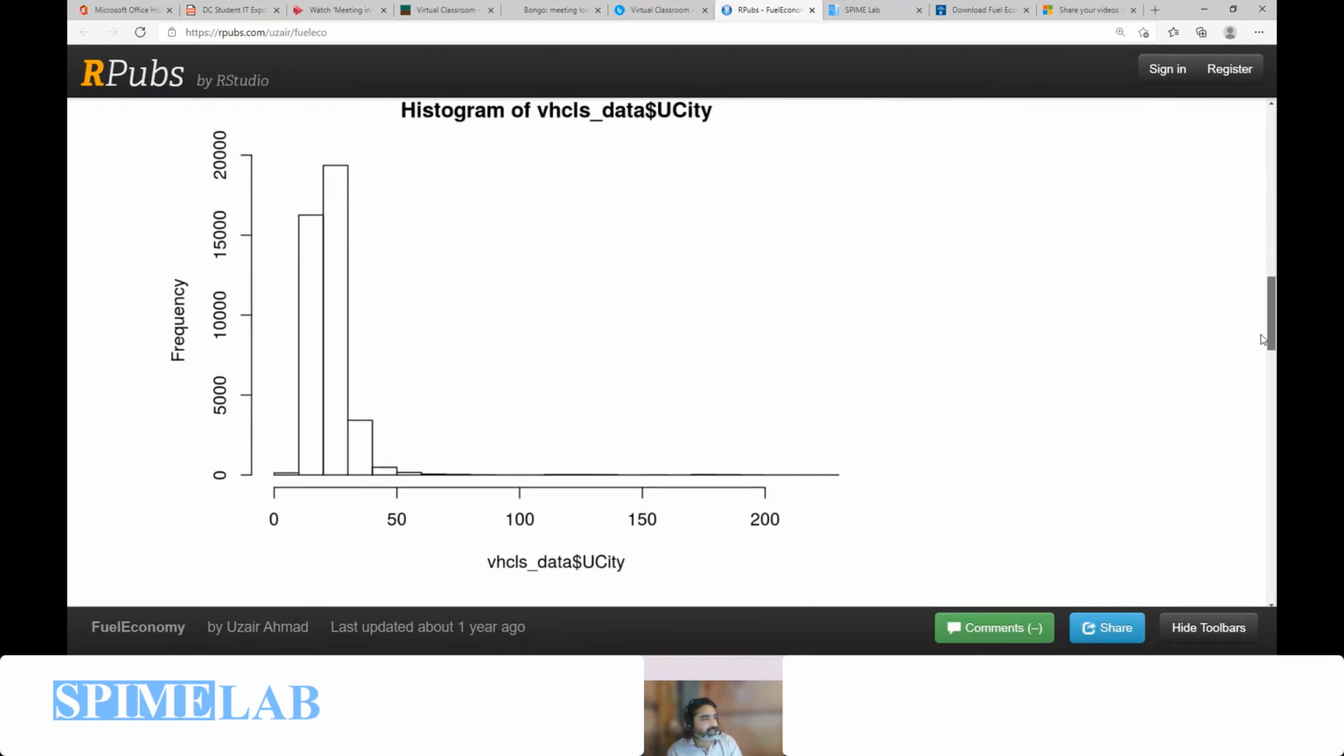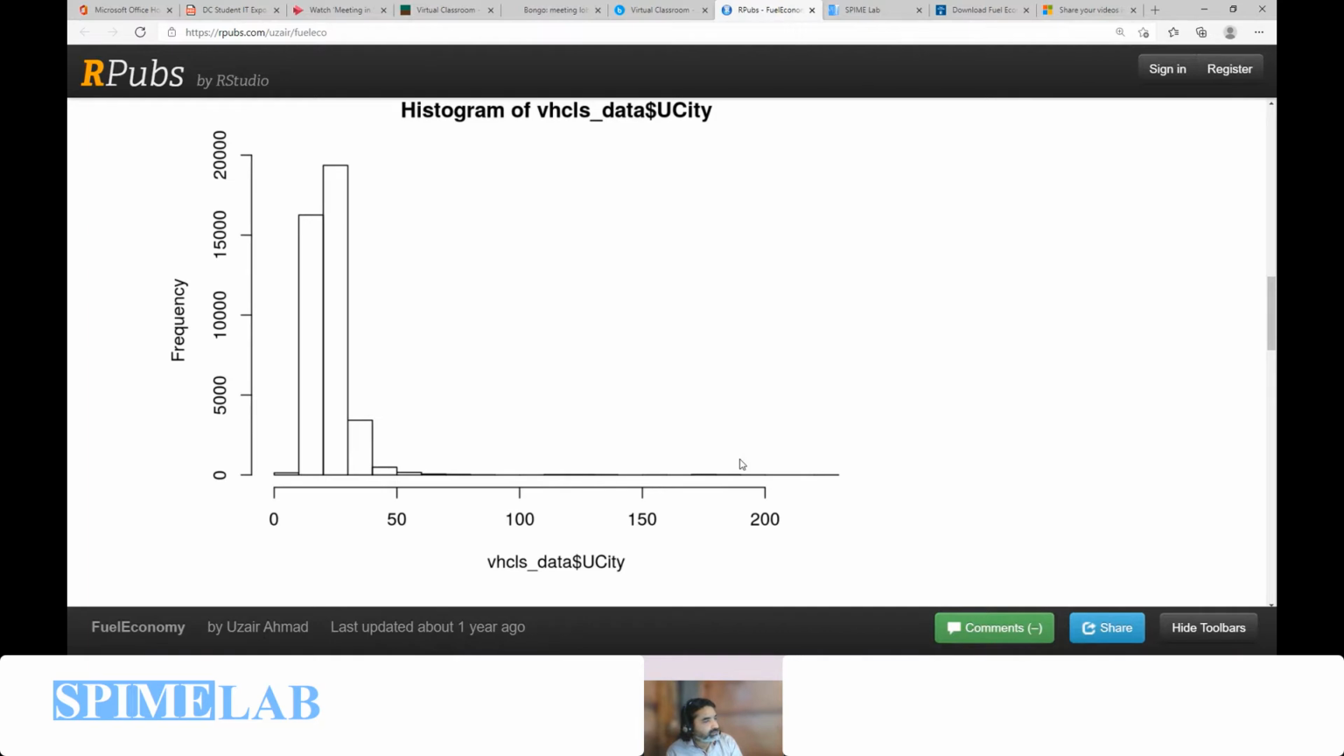In the next plot, we are not looking at uCity with respect to any other independent variable, but we are just plotting the distribution of uCity. And we can see that to the left of the histogram, the majority of the cars fall here. Only very few cars are doing this kind of 100, 150 or 200 miles per gallon. That's why we have a long tail towards the right for the distribution.